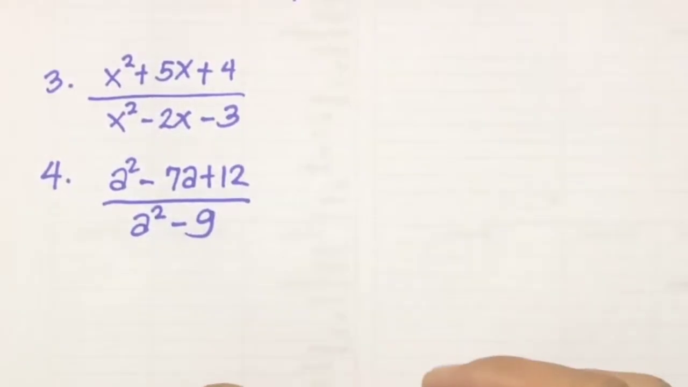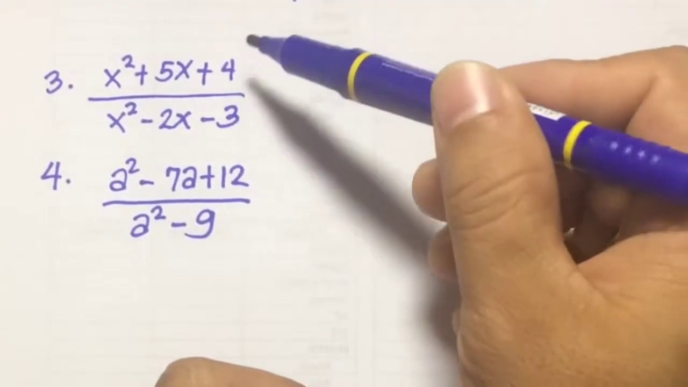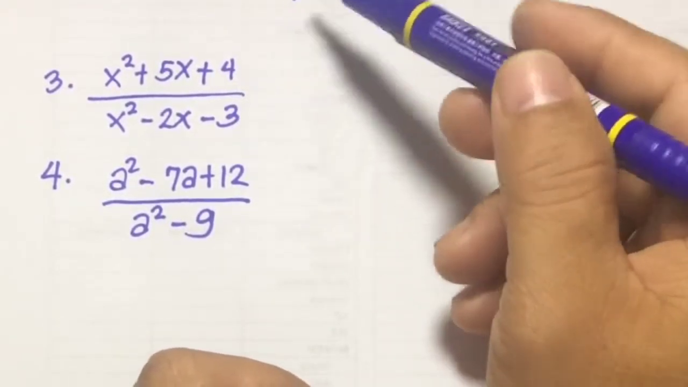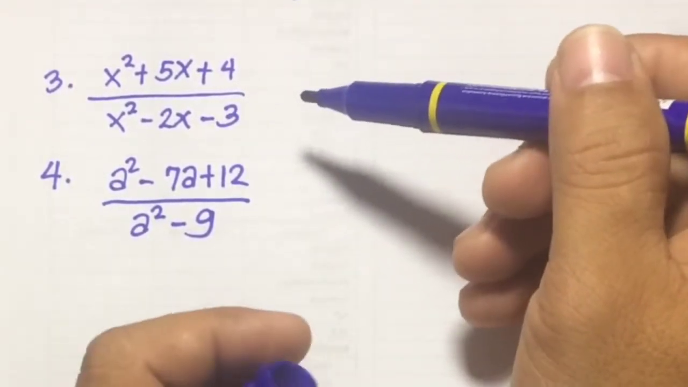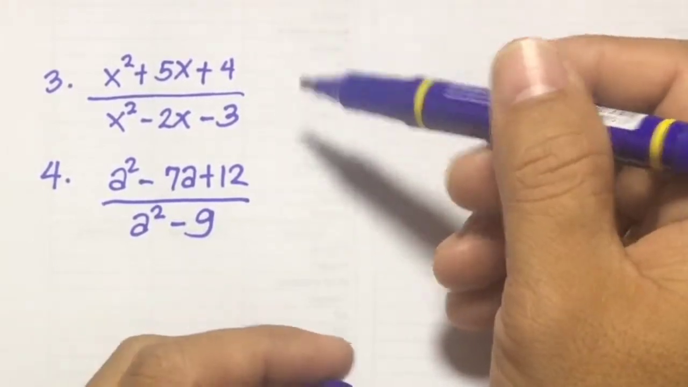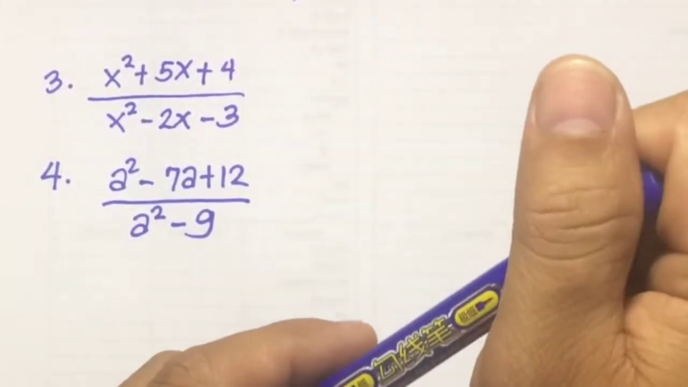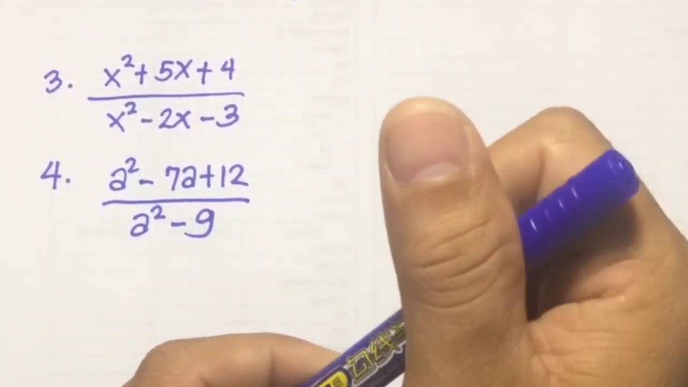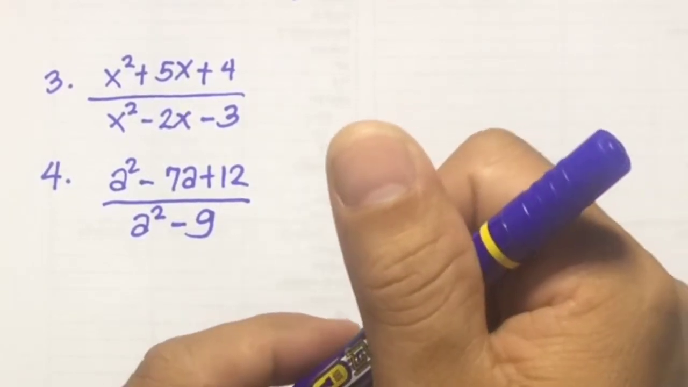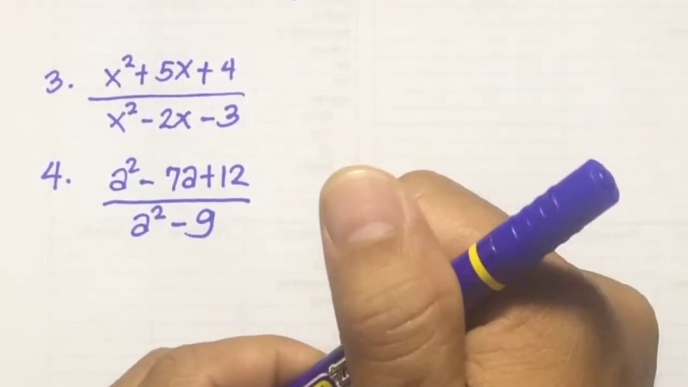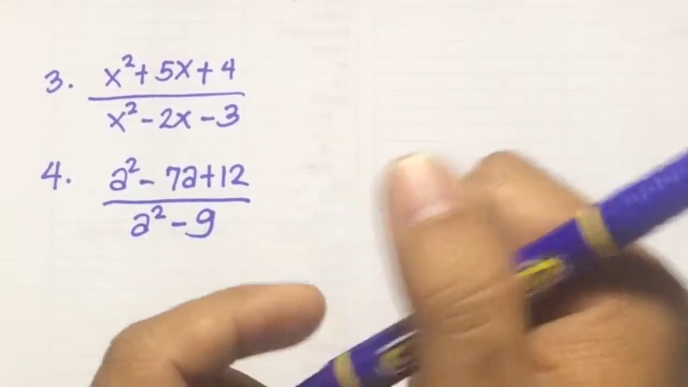Number 3, x squared plus 5x plus 4 divided by x squared minus 2x minus 3. Now, what we are going to do here is we're going to factor the numerator and denominator and see if there are similar terms. And if there is, you can just simply eliminate or cancel out the terms.